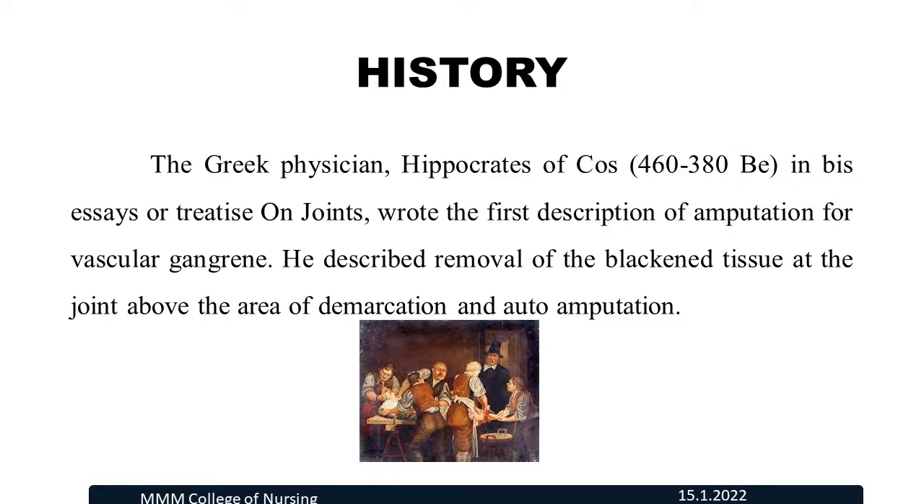As history, the Greek physician Hippocrates of Kos, in his treatise on joints, wrote the first description of amputation for vascular gangrene. He also described removal of tissue at the joint above the area of demarcation, and auto amputation.